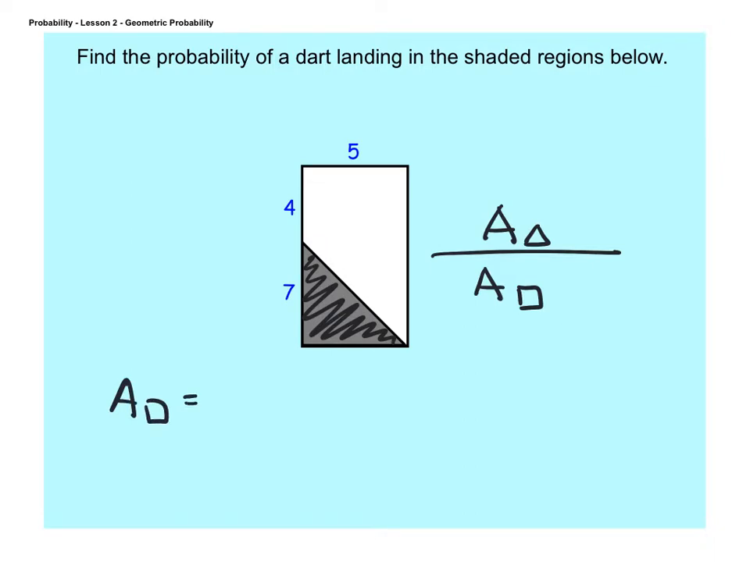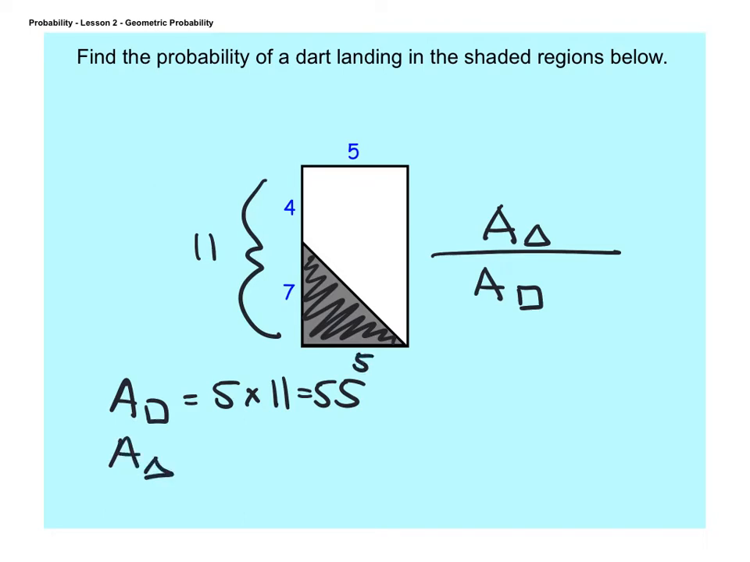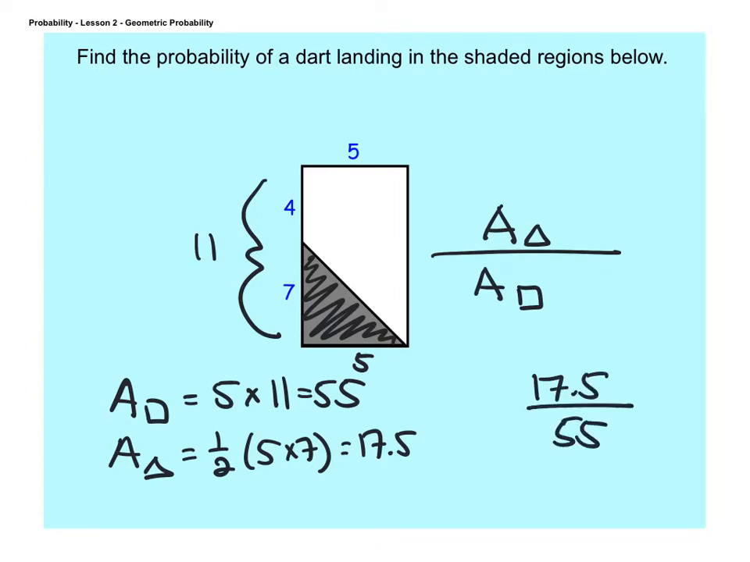Area of the rectangle is 5 times, and this whole length it looks like is 11, which is 55. And the area of that little triangle, if the base is 5, because it's 5 on top, and the height is 7, half of 5 times 7 is 17.5. So our fraction would be 17.5, area of the triangle, over 55, area of the rectangle.